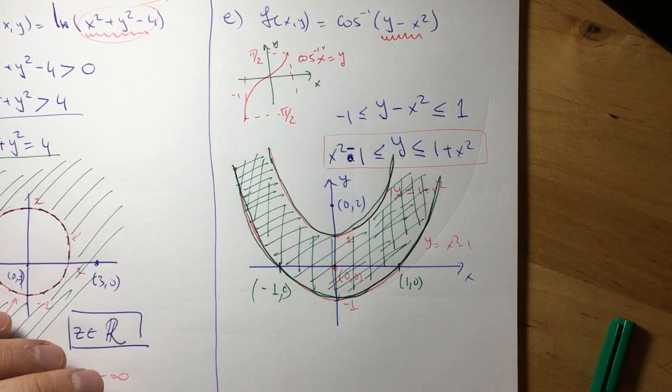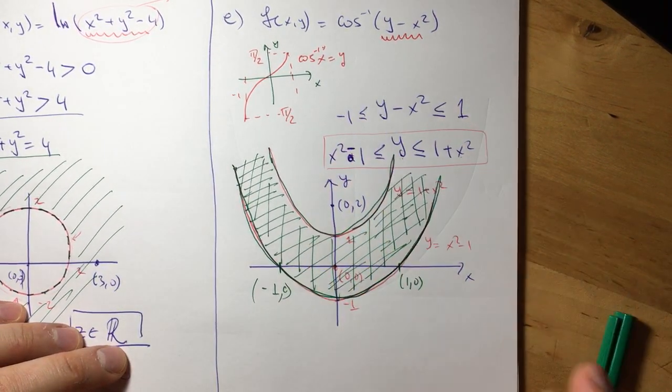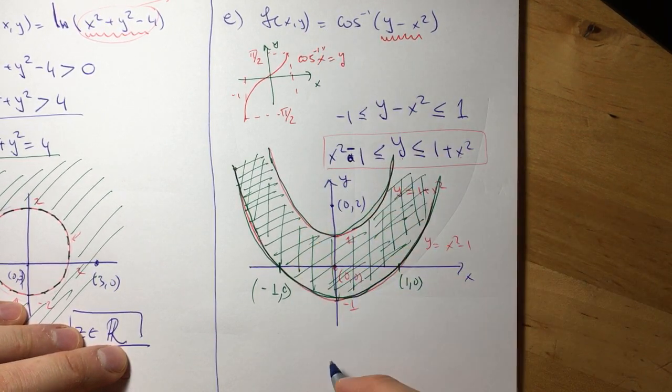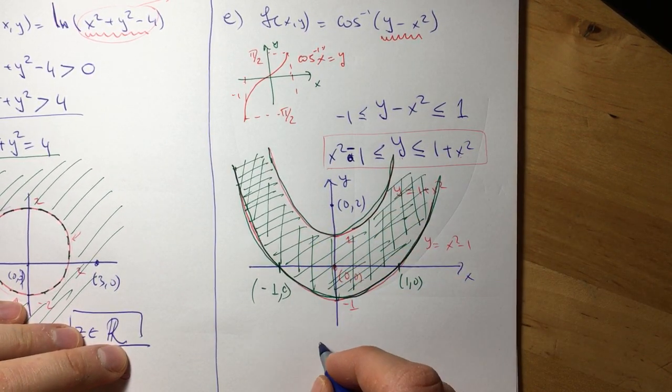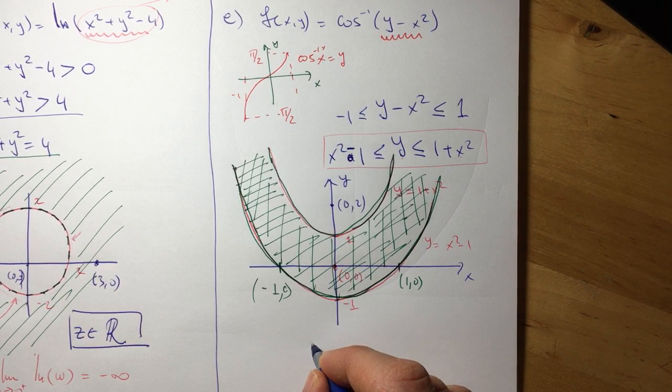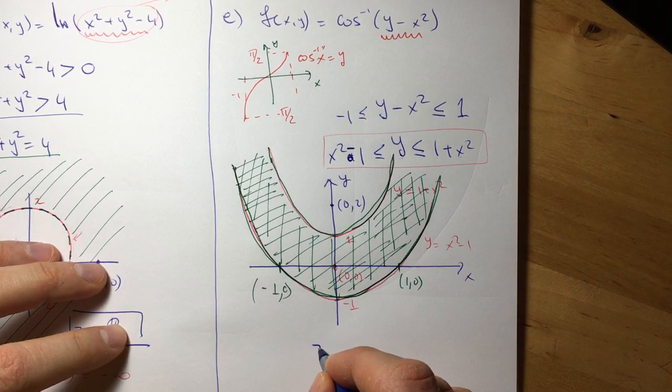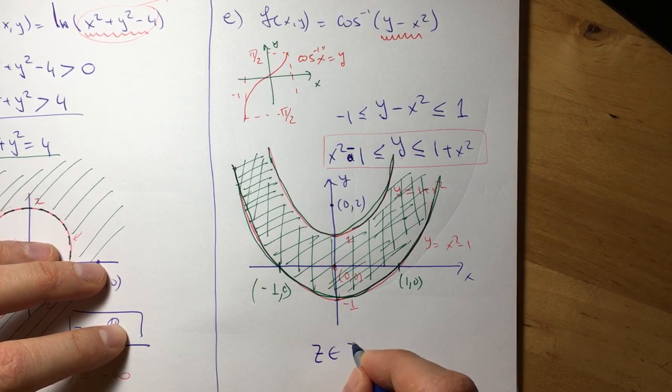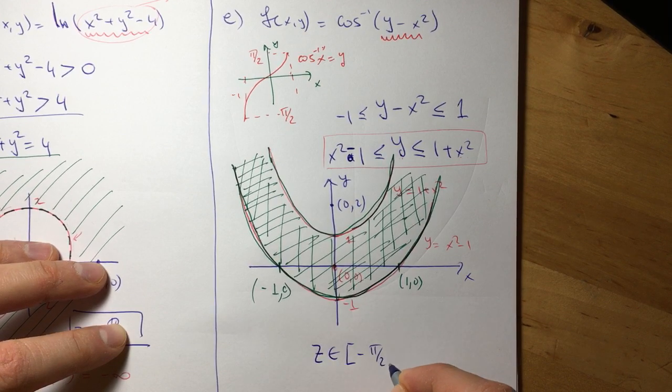Okay, here the range is going to be, well, we know that the arcsine function is bounded between -pi/2 and pi/2. So in our case, z is going to belong from -pi/2 to pi/2.